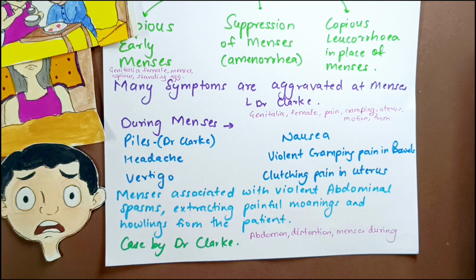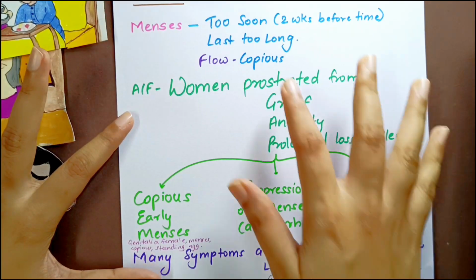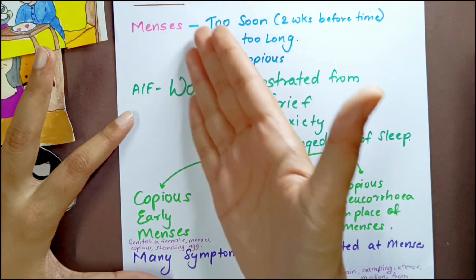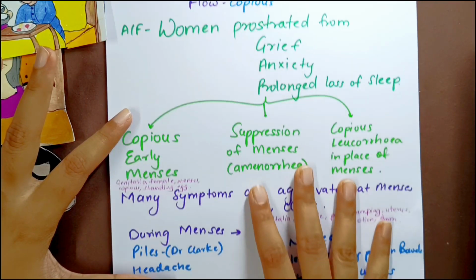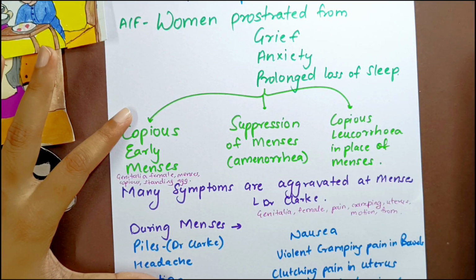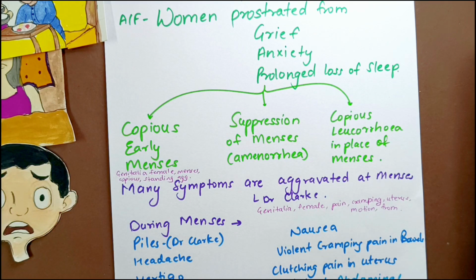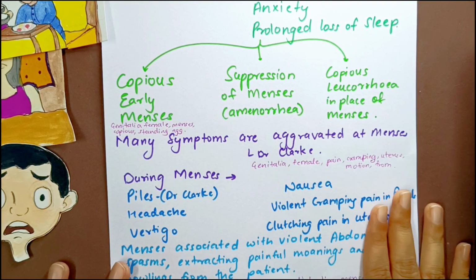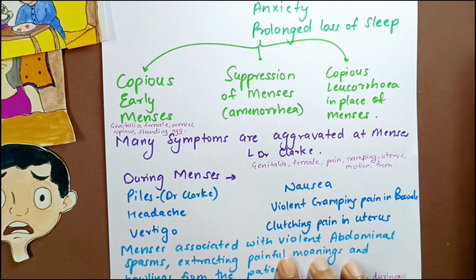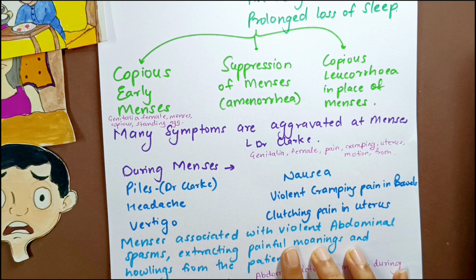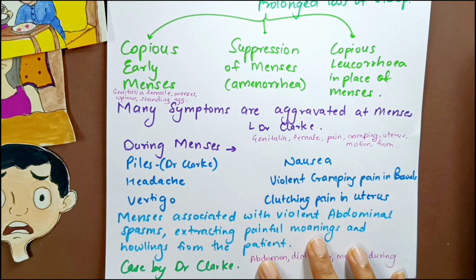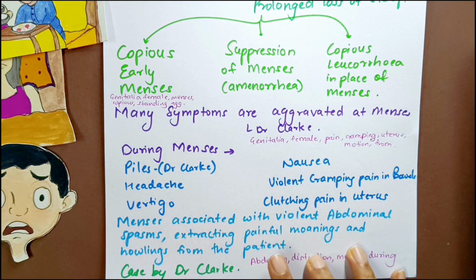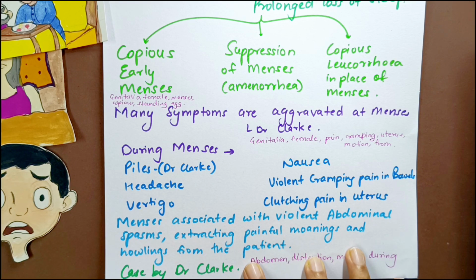So that was all about female. What did we see? We first saw that these ailments will give rise either to copious menses, or to suppression of menses, that is amenorrhea, or in the place of menses there will be copious leukorrhea. So all that can happen, and many symptoms are aggravated at menses. And there is this very excruciating dysmenorrhea that these patients have. What is the meaning of dysmenorrhea? It means pain during menses. So there are abdominal spasms which are very violent, and the patient will moan and howl. That's what we saw.